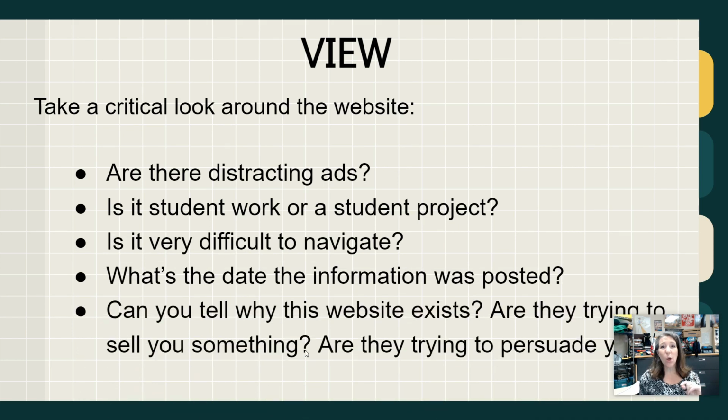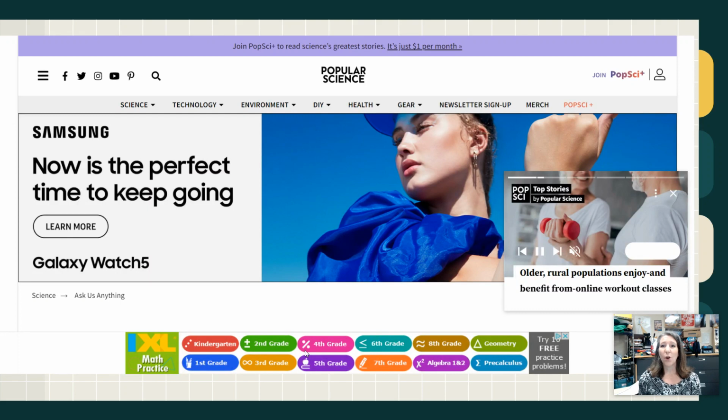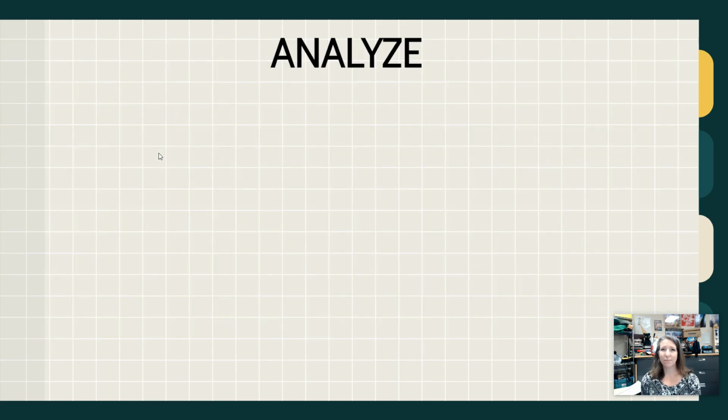And finally, can you tell why this website exists? Are they trying to sell you something? Are they trying to persuade you to change your opinion? What is their purpose? All right, so for example, this is Pop Sci. There are advertisements and they are covering all of the information and things pop up the entire time you're on this website. So you're wondering about how they're making profit, and maybe this isn't the best source for this project, especially if there's many other possible websites to use.